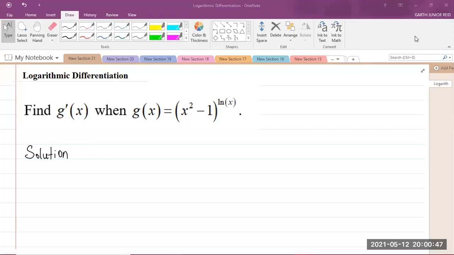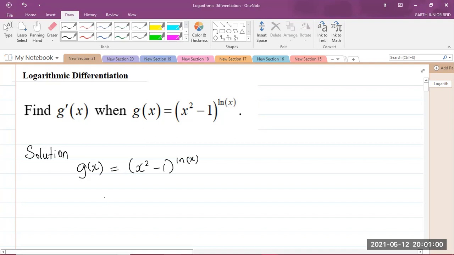So let us begin. They gave us g of x is equal to x squared minus 1 raised to the ln of x. We're using logarithmic differentiation, so I will begin by applying the natural logarithm to both sides of the equation. In other words, I will have the ln of g of x, and that is equal to the ln of x squared minus 1 raised to the ln of x.